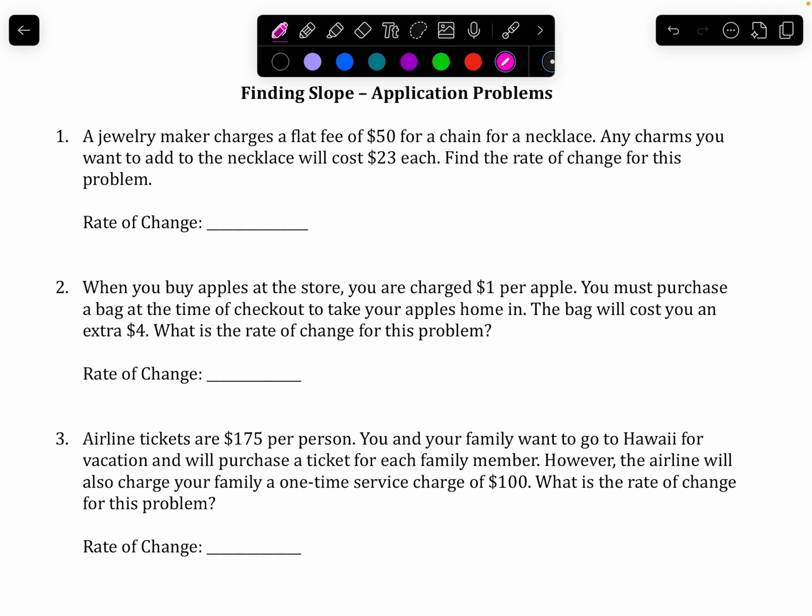So when you look at this question, you say, am I paying $50 for multiple things? Well, you're paying $50 for one chain for a necklace. But if you want multiple charms on your necklace, then you will be paying per charm. So because I have a one-time fee of $50 for my necklace, that is not going to be my rate of change. My rate of change is going to be the $23 that I am paying for each charm that I want. So your rate of change here will be 23.